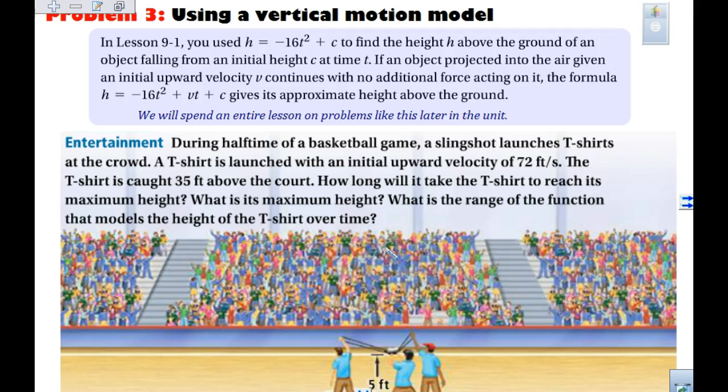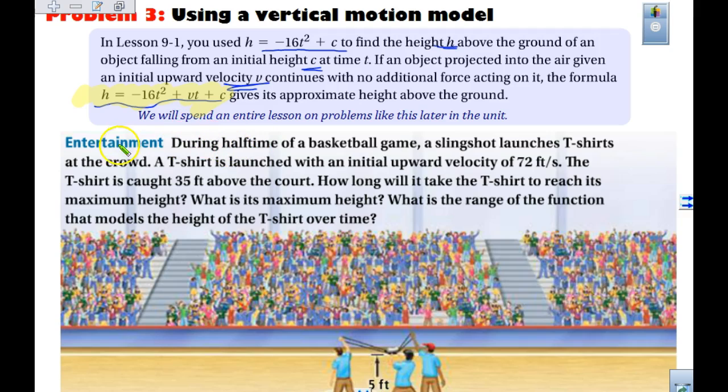In lesson 9.1, use h equals -16t squared plus c to find the height h above the ground of an object falling from an initial height c at time t. If an object is projected into the air given an initial upward velocity v, and continues with no additional force acting on it, the formula h equals -16t squared plus vt plus c is the approximate height above the ground. Now keep going.